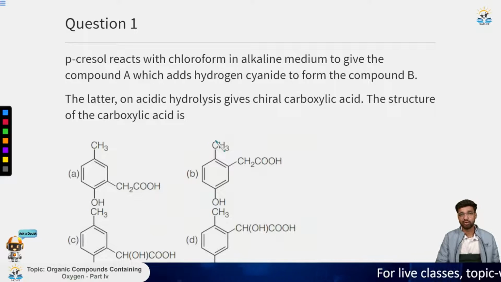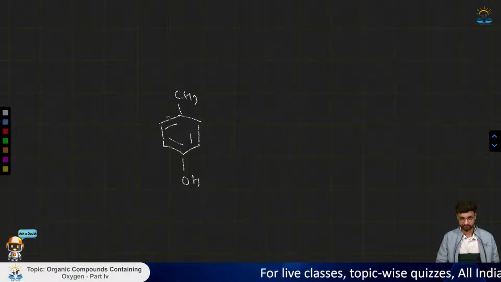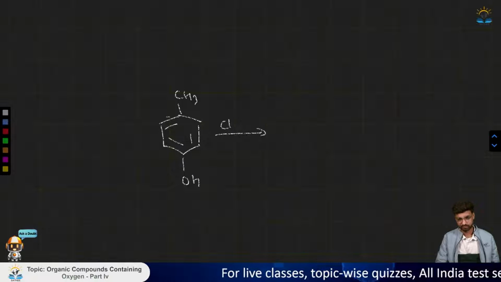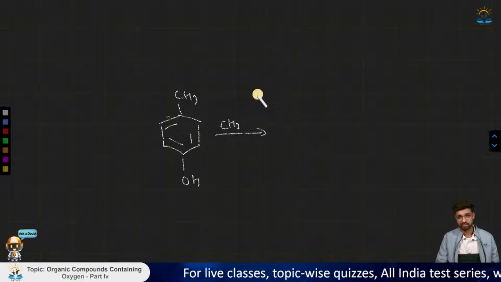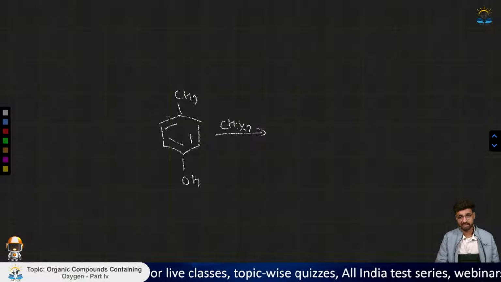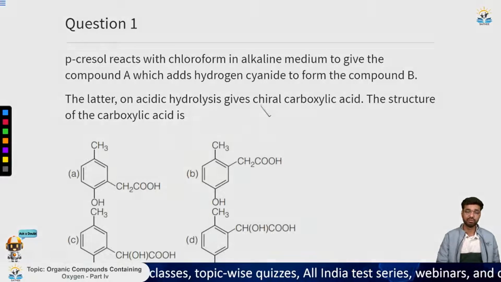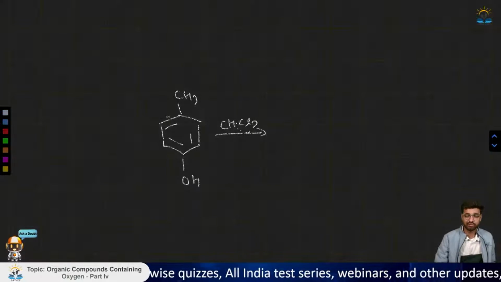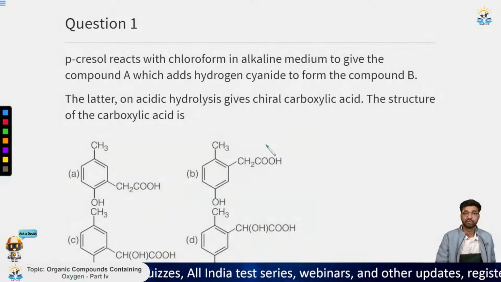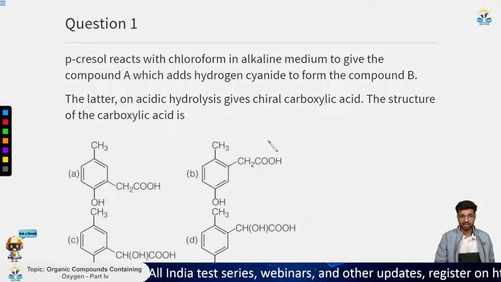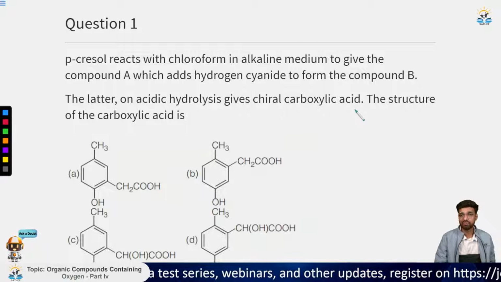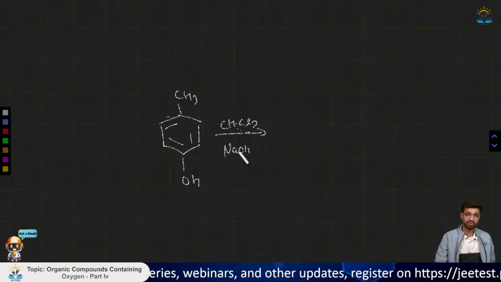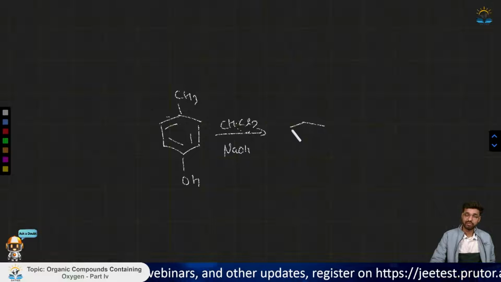Next we react it with chloroform in alkaline medium to give the compound A. Chloroform means we are having CHX3. Chloroform is CHCl3. In the presence of alkaline medium it gives compound A, which adds hydrogen cyanide to form compound B. So those who don't know, it is nothing but the Reimer-Tiemann reaction.